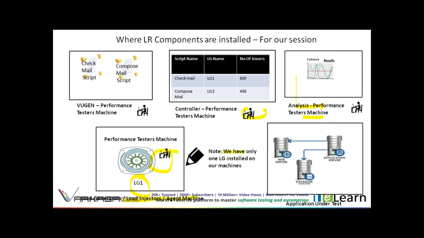Note, we have only one LG machine installed on our machine. Not two. We just have only one machine, which is a local host machine. As we proceed further, we'll see how to use that LG machine. But at this point of time, you need to know that every single component is installed on your desktop, and you have only one LG which is available on your desktop. But in the real-time setup, it is completely different.